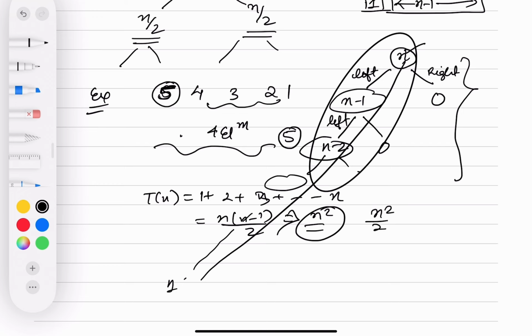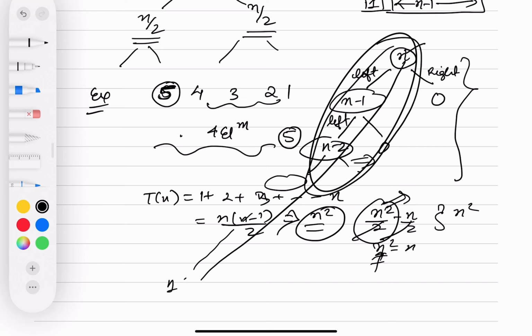It is n square by 2 minus n by 2, right? But if you consider asymptotically, it is n square. Remove constants, then you get n square minus n. So asymptotically, n square is the answer for the time complexity. But I'll derive it. Don't worry, okay? So in case you are having a crunch of time, you can do it this way. You can write this tree and then you can write T of n like this.